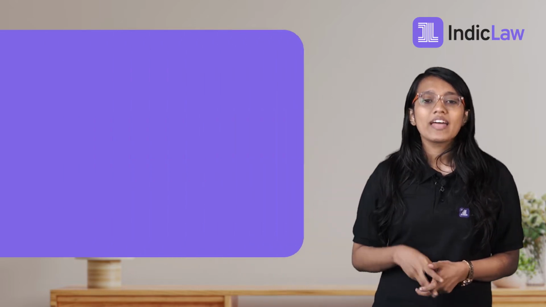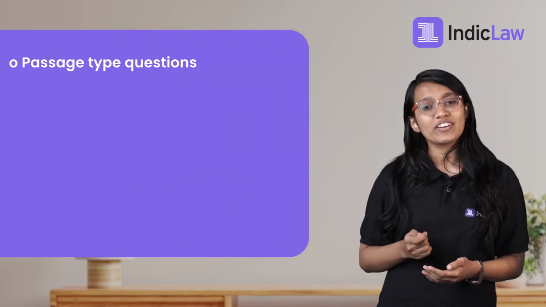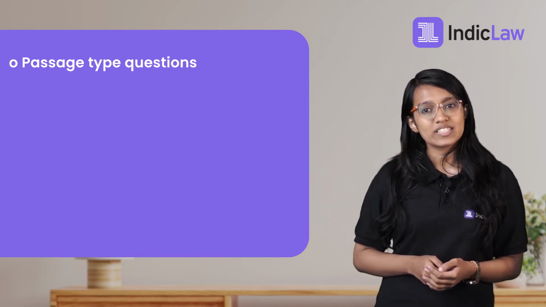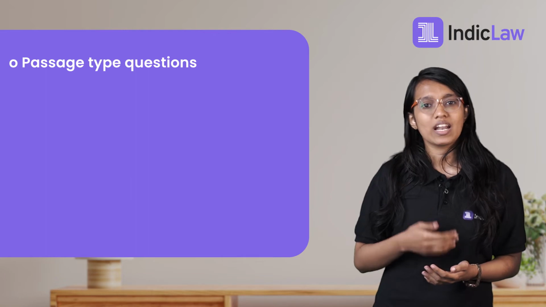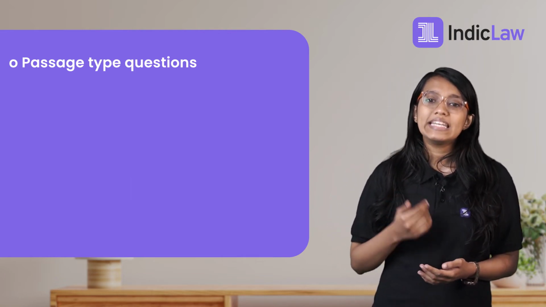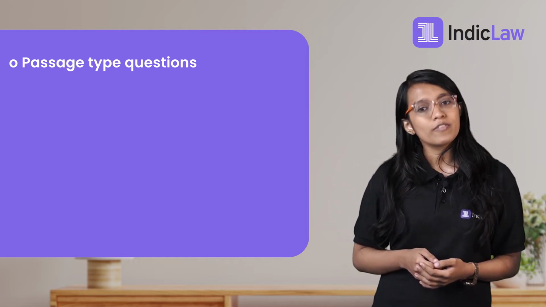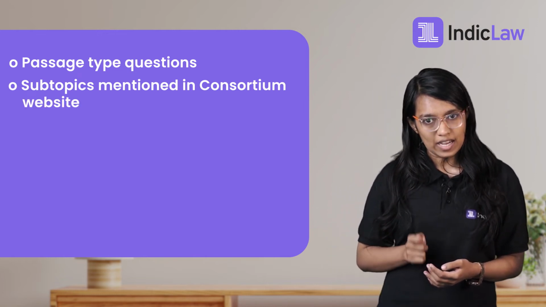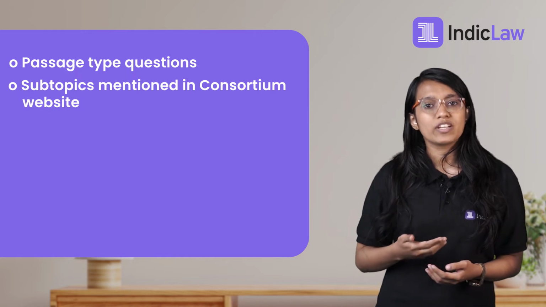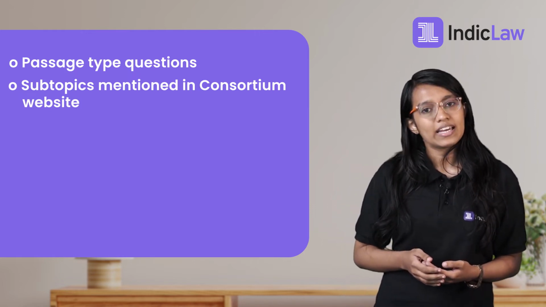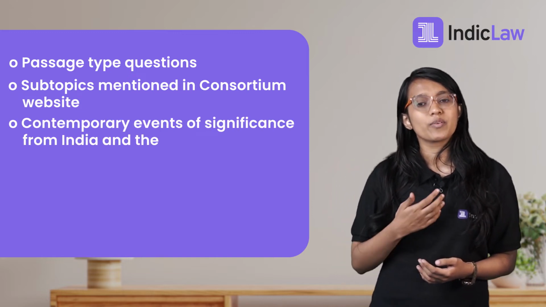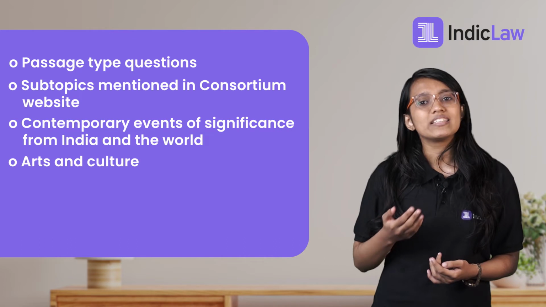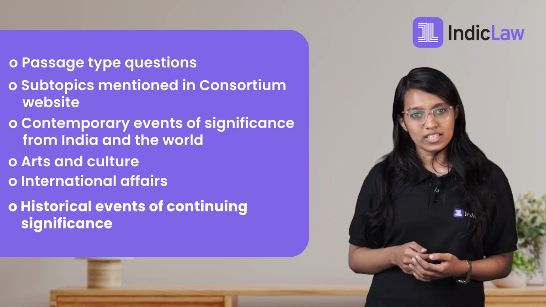Here, we shall delve into the pattern of the exam and the way to prepare notes in the backdrop of the same. Clues by the consortium. The pattern is changed to passages of 450 words each. This could be from sources ranging across news, journalistic sources, and other non-fiction writing, and may also include legal information or knowledge-based passages. Furthermore, the consortium also pointed out a few specific aspects which may be included in the exam, which you could read with more focus while you expand your knowledge base of static GK and current affairs, namely contemporary events of significance from India and the world, arts and culture, international affairs, and historical events of continuing significance.